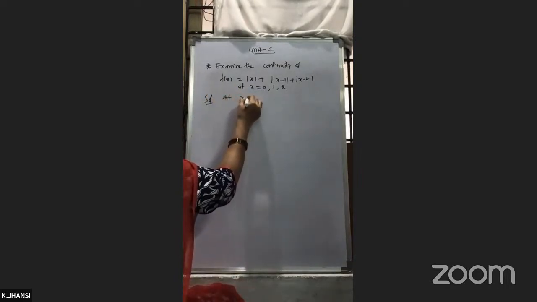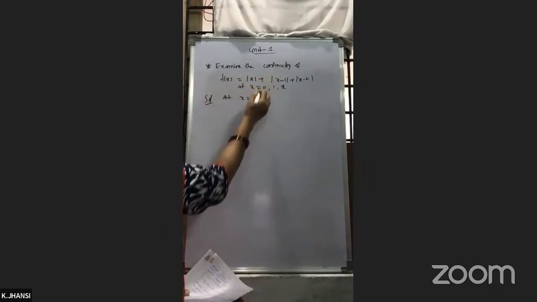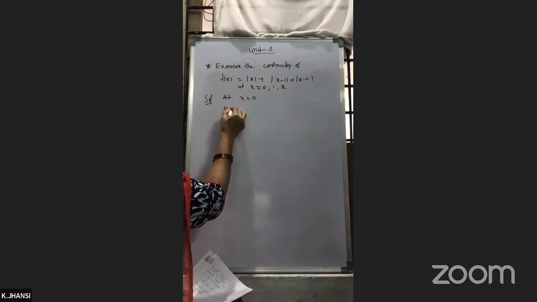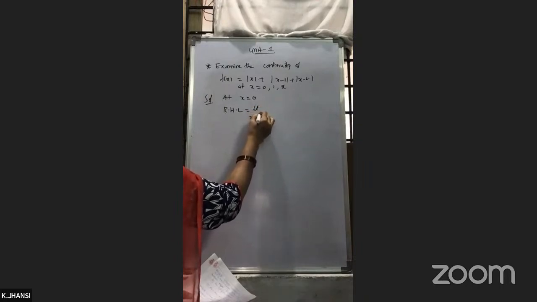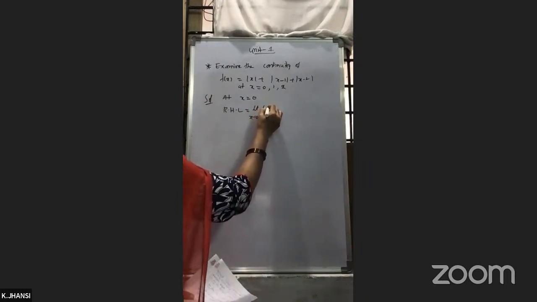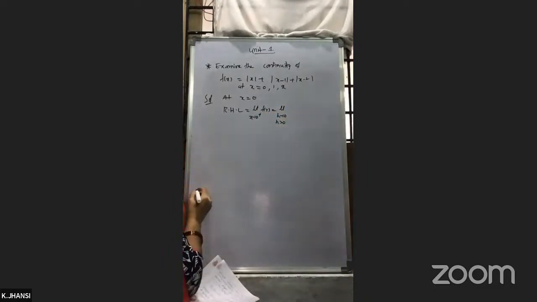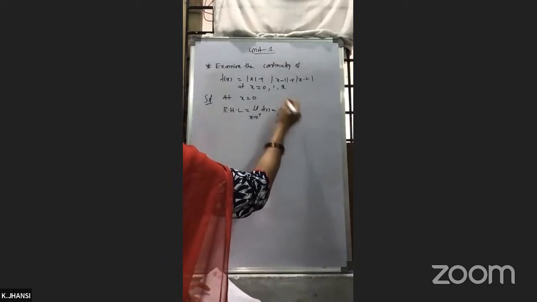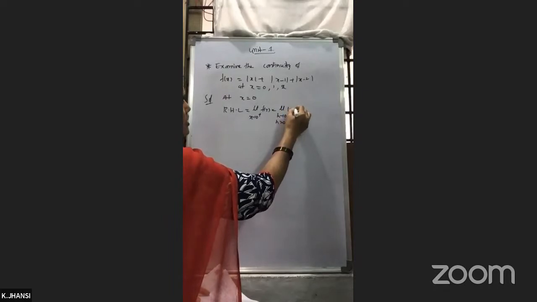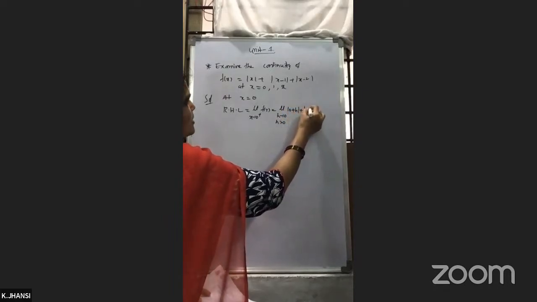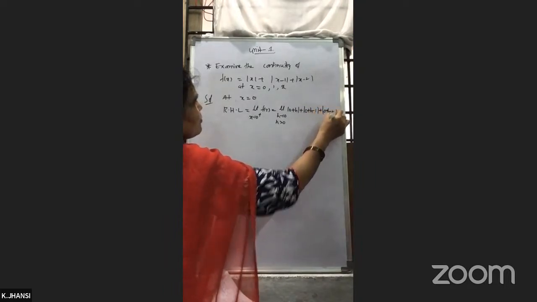So you write at x equals 0. Continuity is related with the limits. So first one is RHL. RHL is equal to limit x tends to 0 plus f of x. So we convert the limit into h tends to 0, h greater than 0. Next, in place of x, we have to write 0 plus h. That is mod of 0 plus h plus mod of 0 plus h minus 1 plus mod of 0 plus h minus 2.